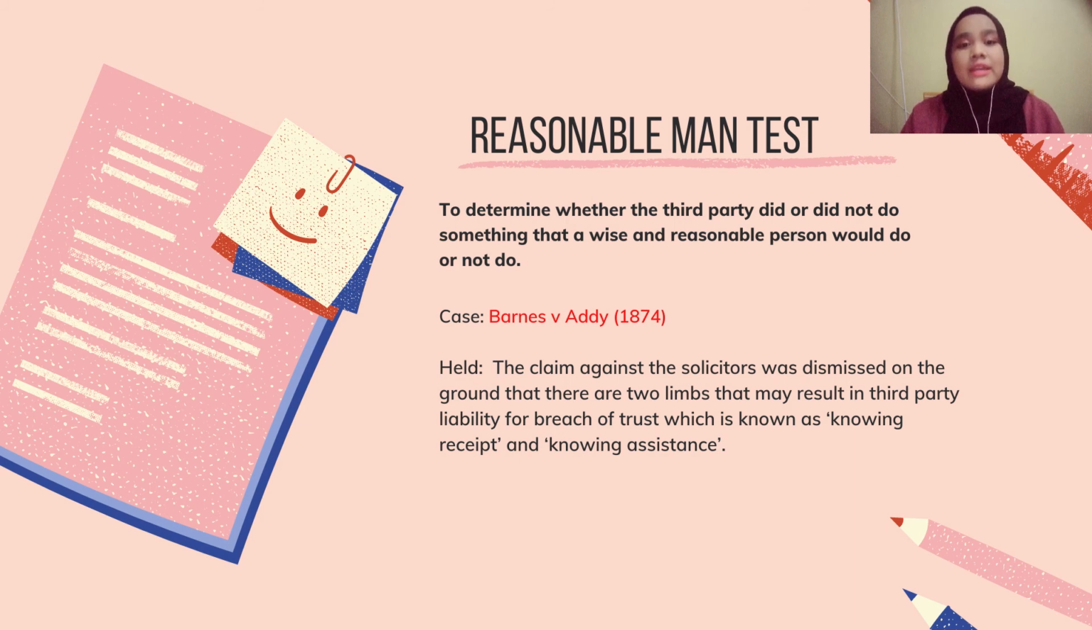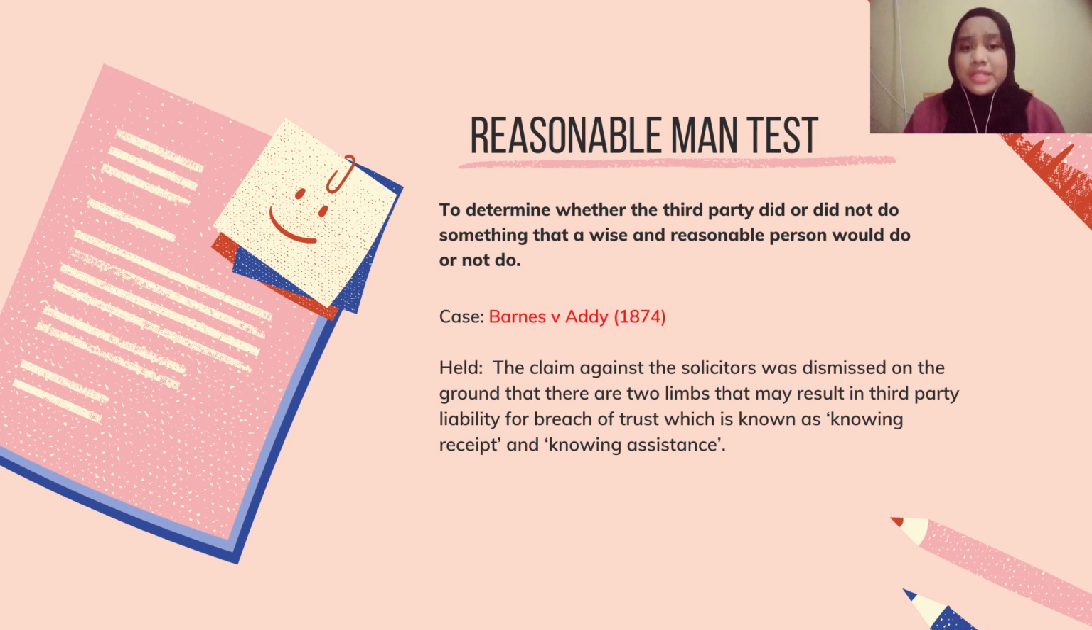It can be referred to in the landmark case of Barnes against Eddie, where Barnes' children filed a lawsuit against Eddie and the solicitor because the trustee misused the trust property and went bankrupt. It was affirmed by the court that the claim against the solicitor was dismissed on the ground that there are two liens that may result in third-party liability for breach of trust, which are known as knowing receipt and knowing assistance. So what is knowing receipt and what is knowing assistance?